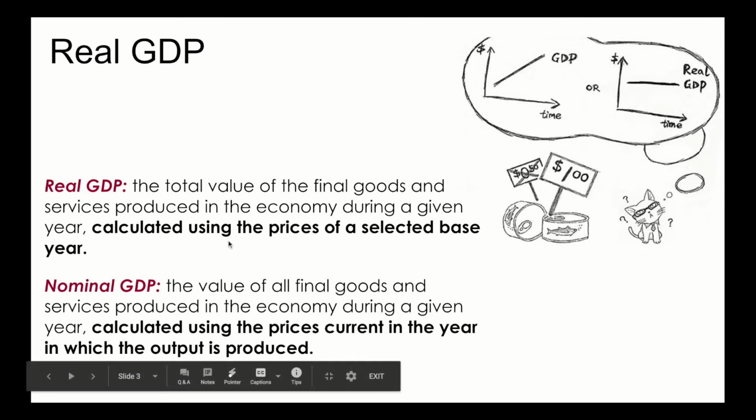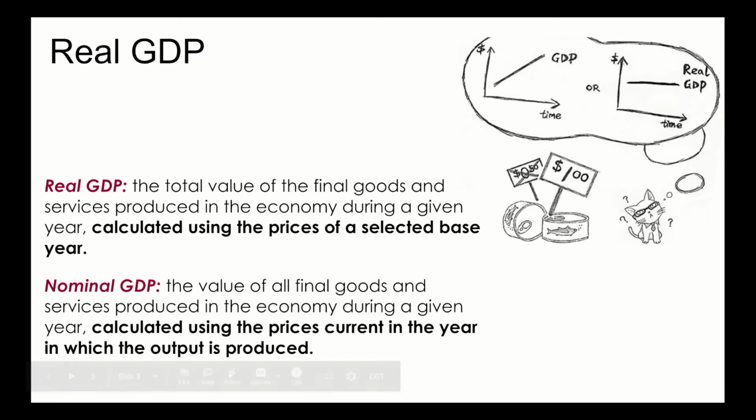Real GDP is calculated using the prices of a selected base year. As we know, over time, prices change. When I was a child, I remember one can of Coca-Cola cost a quarter. When I was in high school, a bottle of Coca-Cola out of the machine cost 75 cents. I believe it's $1.75 now, if I'm not mistaken. It might even be higher now. I don't drink soda anymore, really.